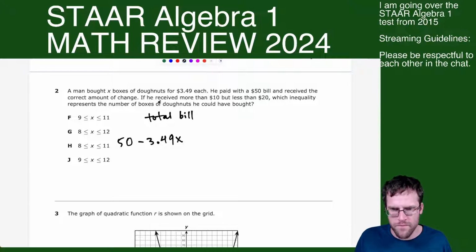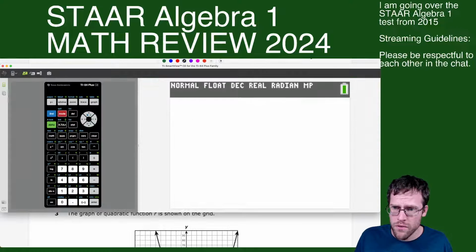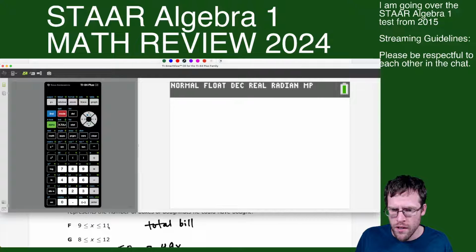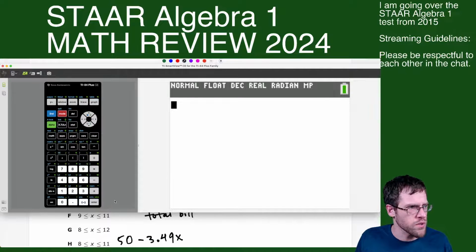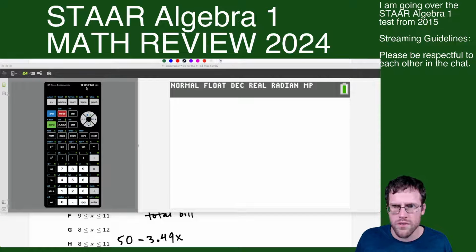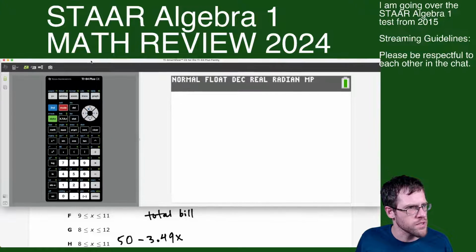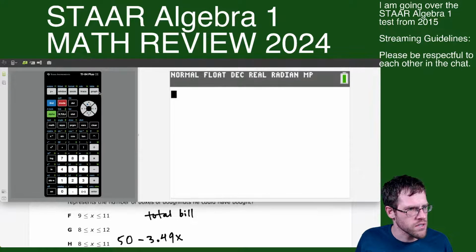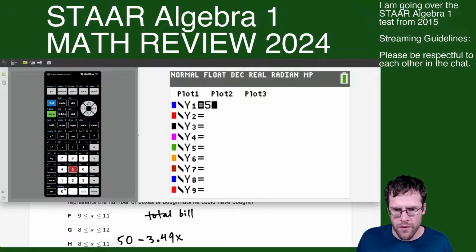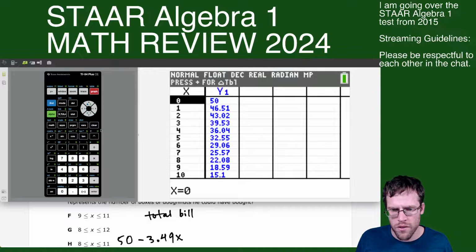So for this one, what I would do is now switch over to the calculator view. Okay, and I'm going to type in the equation that I just wrote here. So if we look, and I'm just going to make sure that this calculator is lined up properly. So let's bump it up to here so we could see a little more. Okay, so we have y equals, and we're doing 50 minus 3.49 times x. And now I press second graph to go to the table.